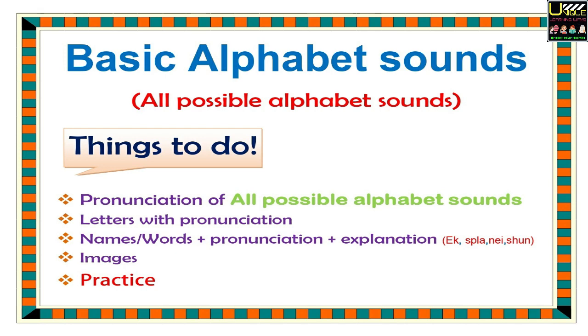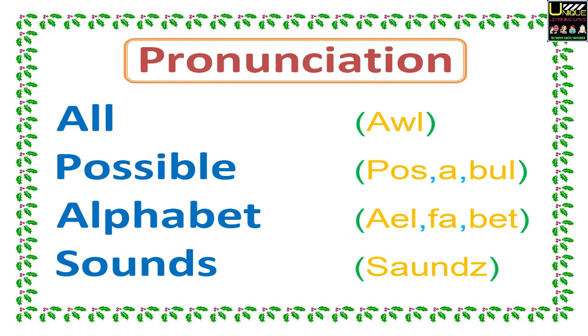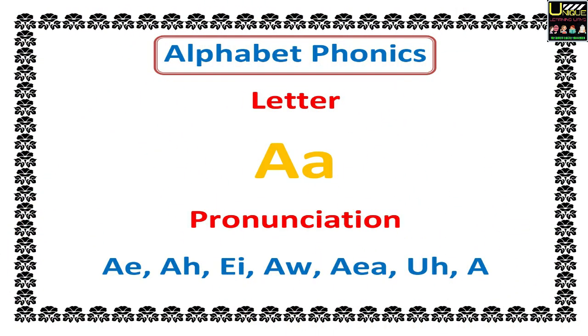Basic alphabet sounds. All possible alphabet sounds. Things to do: pronunciation of all possible alphabet sounds, letter with pronunciation, names or words, pronunciation, explanation, images and practice. Let's go to the pronunciation of all possible alphabet sounds first. On the left side, you can see the words, and on the right side, you can see their pronunciation. Here you can see the first letter of the English alphabet, that is A.